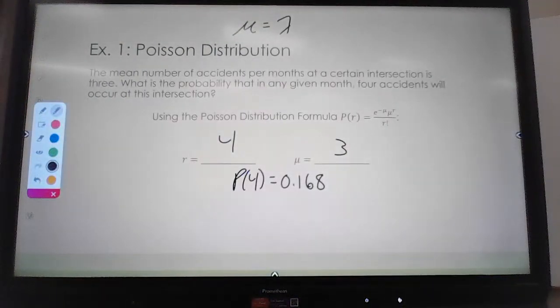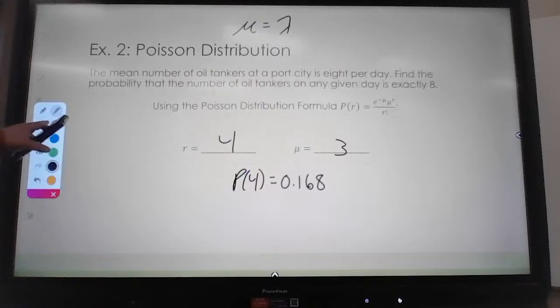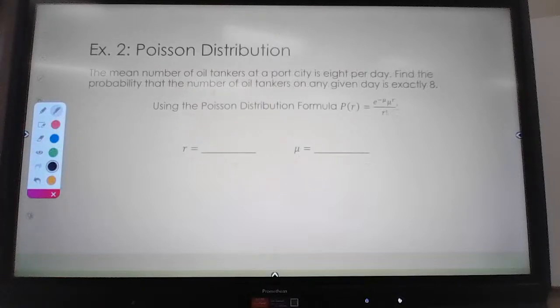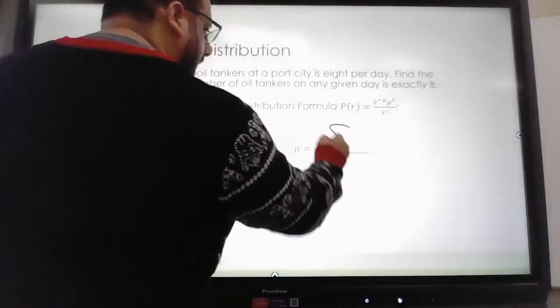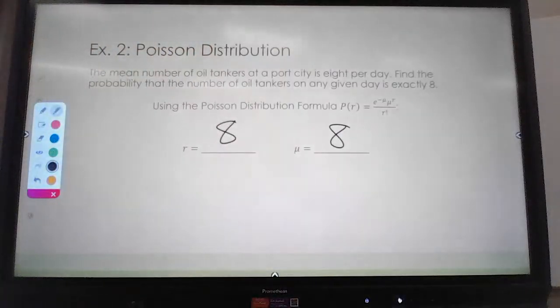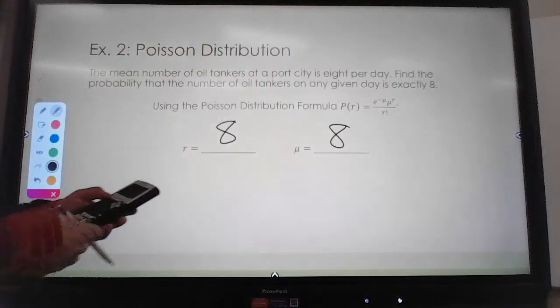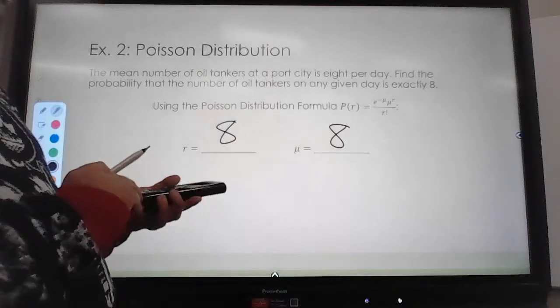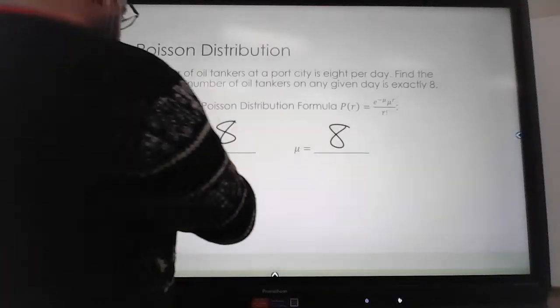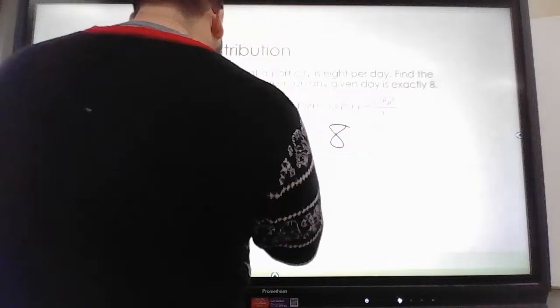Here's another example. The average number of oil tankers at a port city is 8 per day. Find the probability that the number of oil tankers on any given day is exactly 8. So in this case, our R and our average are the same. So again, that's a Poisson PDF calculation of 8 and 8. That gives me a probability of 0.140.